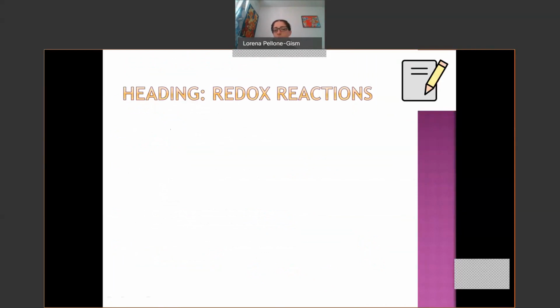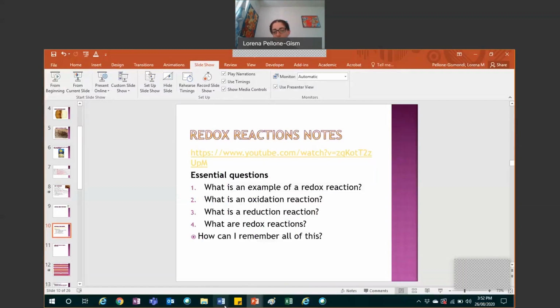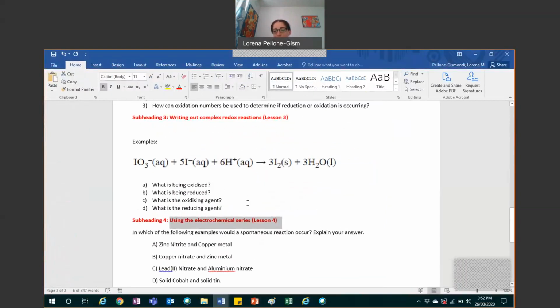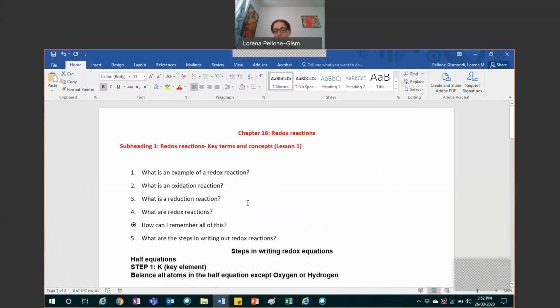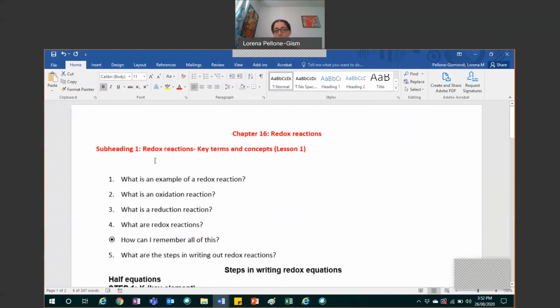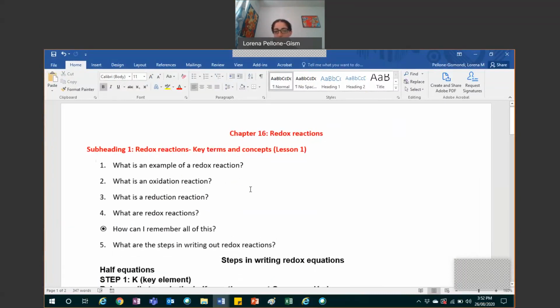So you might want to write the subheadings. I've got some board notes that I'm going to be going through, which are the essential things that you need to know for these redox reactions. So I want you to have the heading, Chapter 16, Redox Reactions, as I've said before. Now, the subheading would be Redox Reactions, Key Terms and Concepts. Remember how I said that that's for Lesson 1.